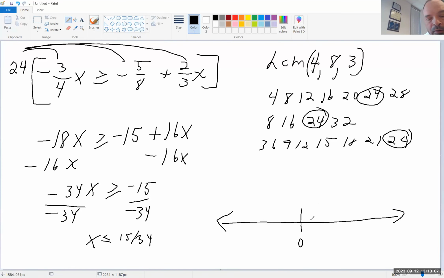So if this is 0 and then this is 1, 15/34 is going to be somewhere over here roughly. And I'm going to use brackets and we'll just mark that that's 15/34. My stylus is a little hard to work there. And then we're going to shade this way.